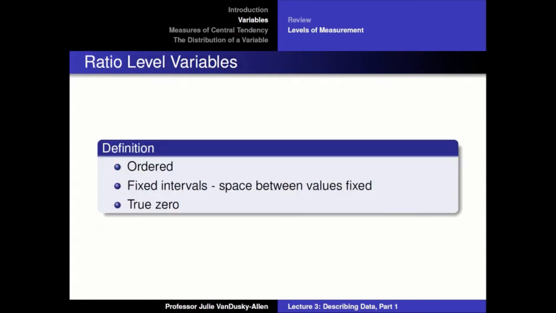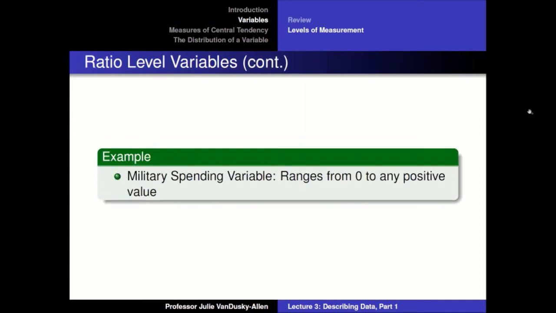Last, ratio level variables are ordered, the spaces between the values are fixed, and ratio level variables have a true 0. For example, military spending is a ratio level variable. It ranges from 0 to any positive value, the spaces between the values are fixed, and it has a true 0. 0 means 0 military spending.